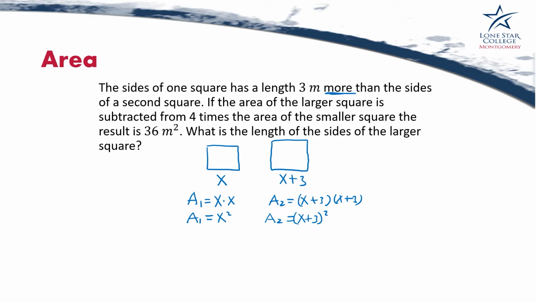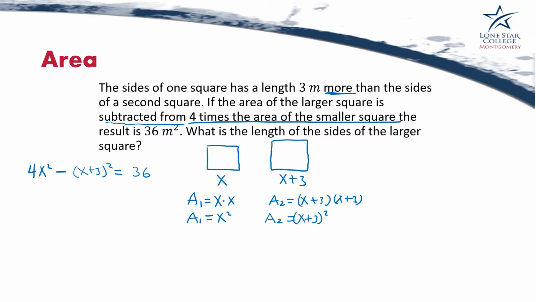Now it says if the area of the larger square is subtracted from 4 times the area of the smaller square, the result is 36 meters squared. So we're taking 4 times the area of the smallest square. If the area of the smallest square is x squared, it would be 4x squared. We're subtracting from it the larger square, so that would be x plus 3 quantity squared, and the result means equal 36 meters squared.